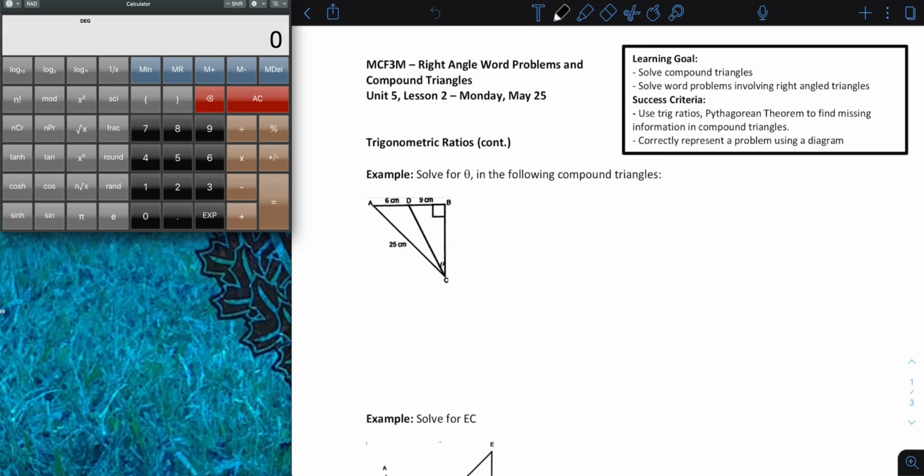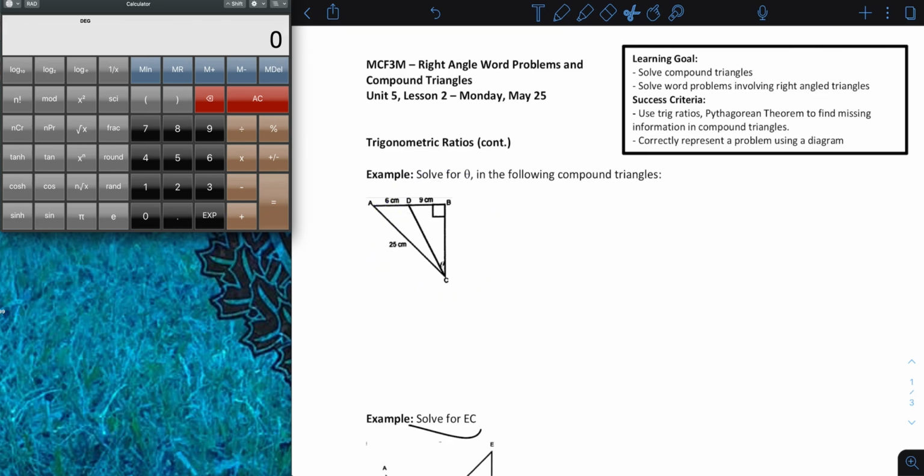Take a look at what are called compound triangles and also some right angle word problems. Compound triangles are triangles where there are multiple triangles within one picture, as you can see here. Sometimes you'll be asked to solve for one specific thing, like an angle or a side length, or to solve the entire thing, in which case you'd solve for the angles and each of the side lengths. So that's what's going on with compound triangles.